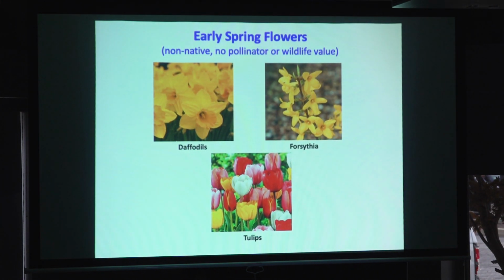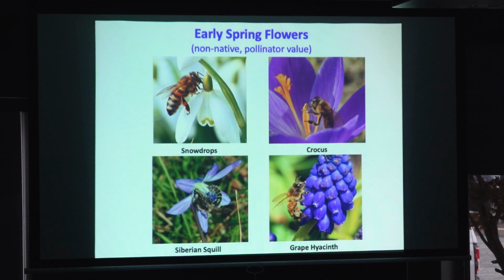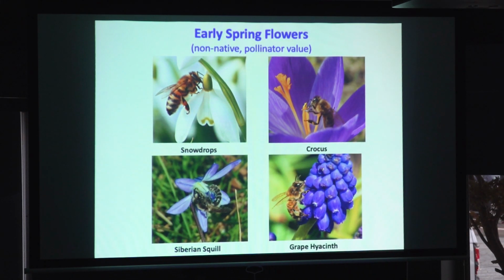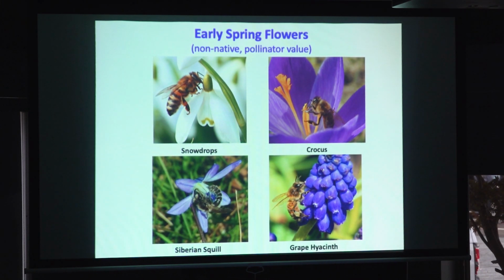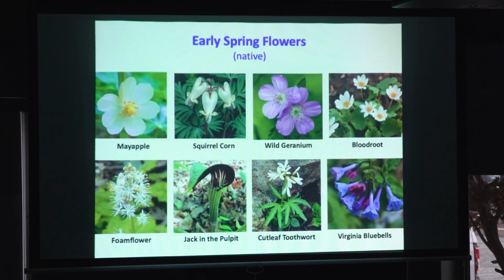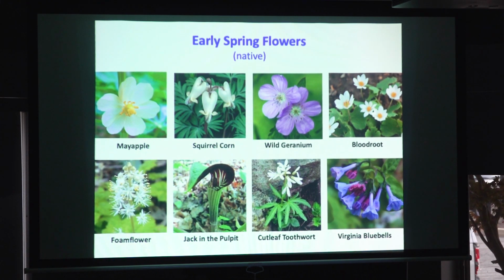And let's talk about those early spring flowers. Remember, many of them have no value for pollinators, including the daffodils, forsythia, and tulips. Some of them do have some value, even though they're not native, such as these snowdrops, crocus. And don't forget, in the early spring, there's not much blooming. So I would say that, sure, go ahead and plant these non-natives. But here are some native plants that you can also use as part of your palette for planting your garden.